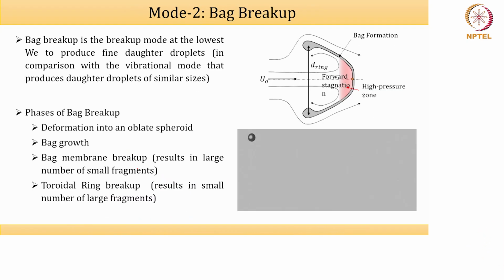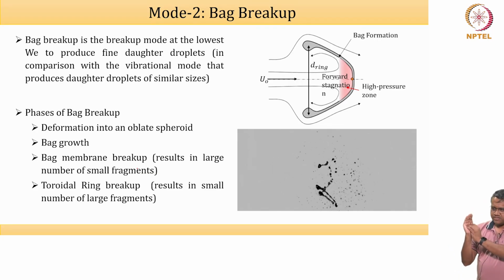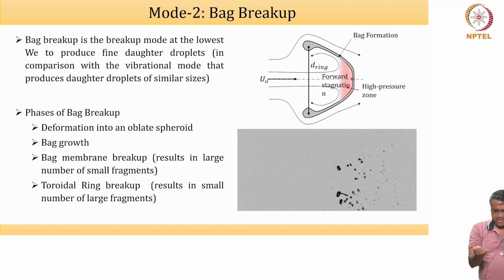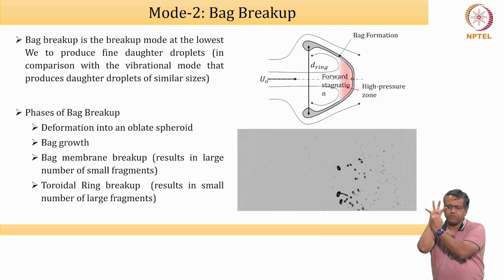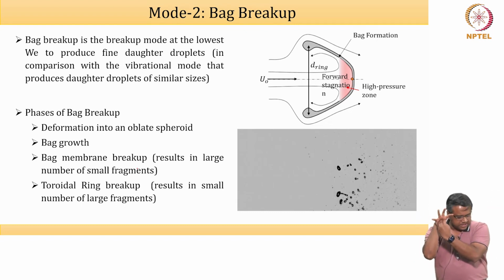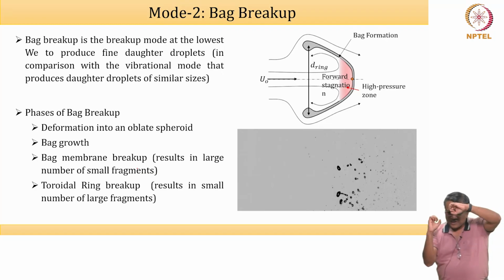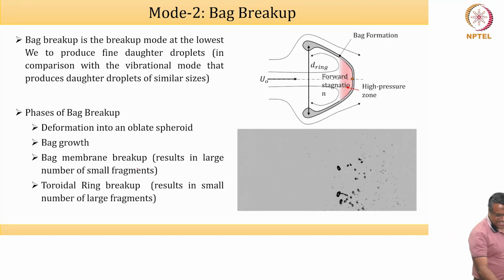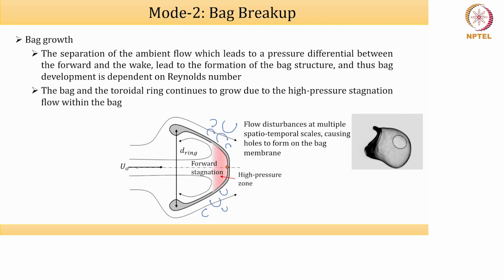Got it? Now this is the bag mode of breakup. As you can see, you create a forward stagnation point where you have a very high pressure, and the flow curves around it. So first it is a deformation into an oblate spheroid, and then you actually form this cup, essentially like this cup, and as Professor Tropea said, with a rim. That is what happens below what you saw in the video. That is how it actually breaks up. The membrane breaks up, and then the toroidal ring breaks up.